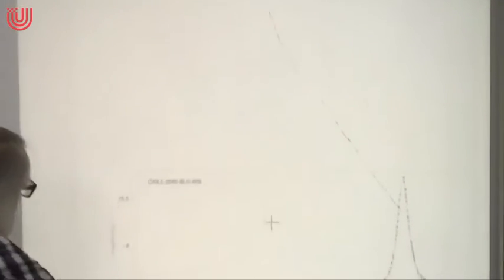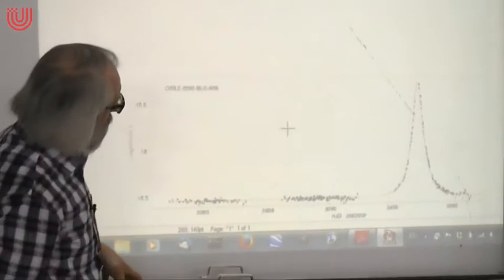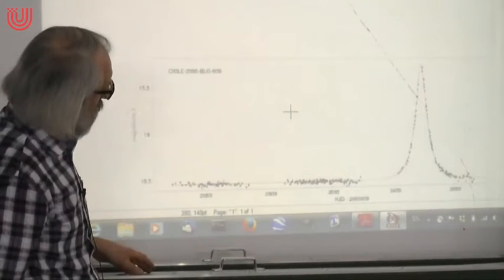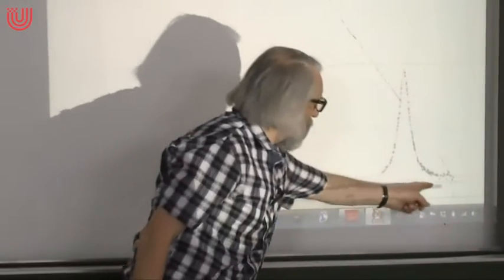This was an observation from the OGLE collaboration. So you see, it was a comparatively slow event. Usually the majority of them are actually faster. So from here to here, you have 100 days.